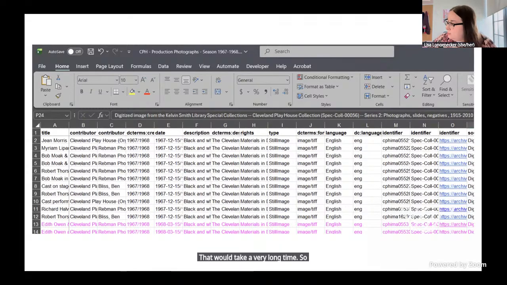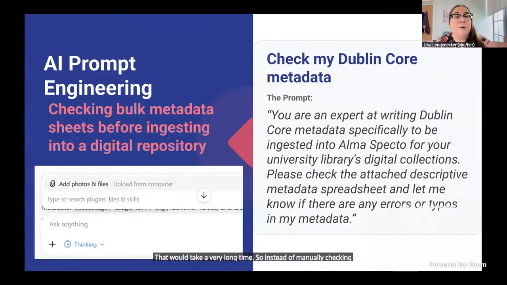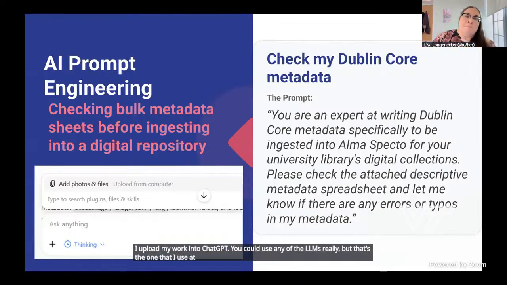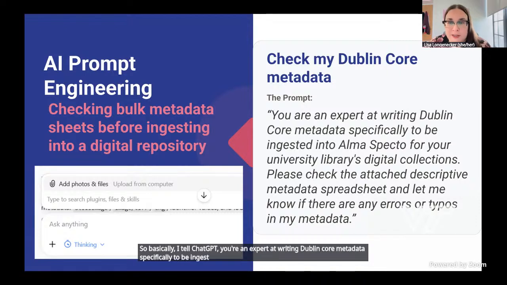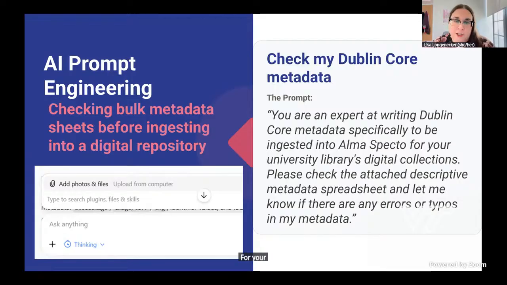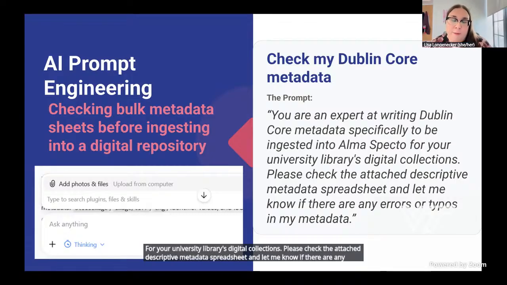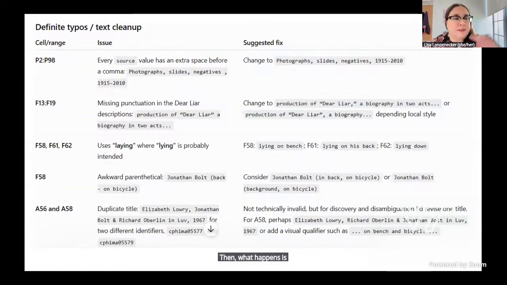So instead of manually checking, I upload my work into ChatGPT. You could use any of the LLMs really, but that's the one that I use at my workplace. So basically, I tell ChatGPT, you're an expert at writing Dublin core metadata specifically to be ingested into Alma Specto. That's what our digital repository is called. For your university library's digital collections. Please check the attached descriptive metadata spreadsheet and let me know if there are any errors or typos in my metadata. Then what happens is it goes line by line and checks and lets me know what are the errors.